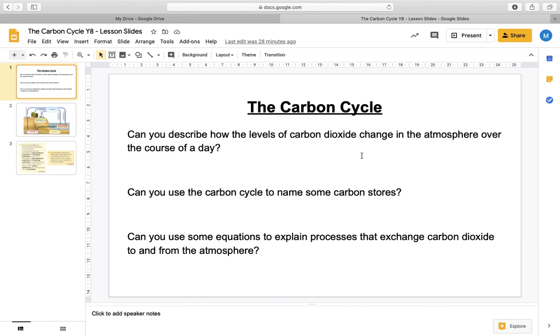Can you use the carbon cycle to name some carbon stores? You should be able to tell me that the atmosphere, sedimentary rock, soil, oceans, animals, plants, and fossil fuels are all carbon stores. And can you use some equations to explain the processes that exchange carbon dioxide to and from the atmosphere? You should be able to tell me the equation for respiration, and the equation for photosynthesis.